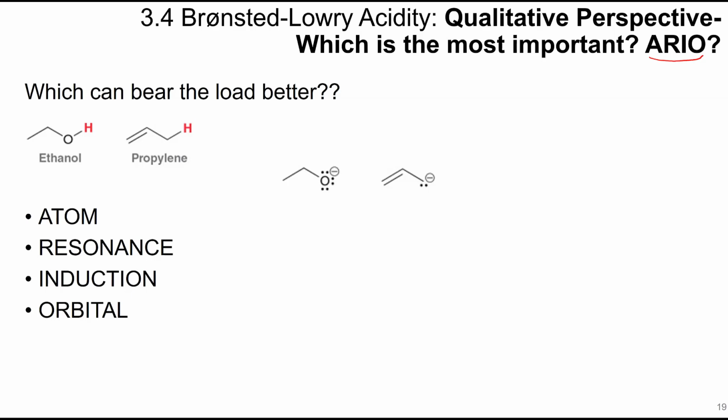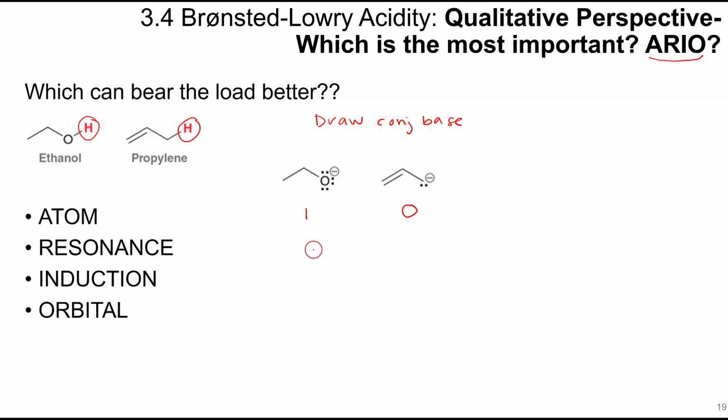So again, you want to compare the bases. So draw the conjugate base, which is already done here. So we've removed the H from both of these, so we have an O minus and a C minus. You want to compare them in the column. You want to look at the atoms first. So we're going to look at oxygen versus carbon carrying the negative. That battle goes to oxygen.